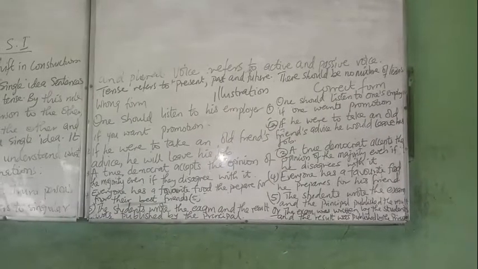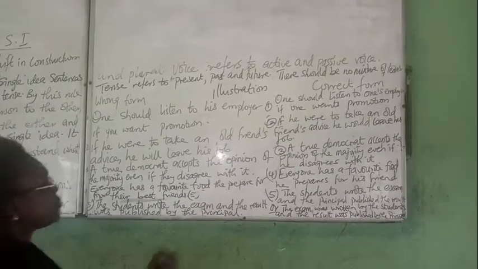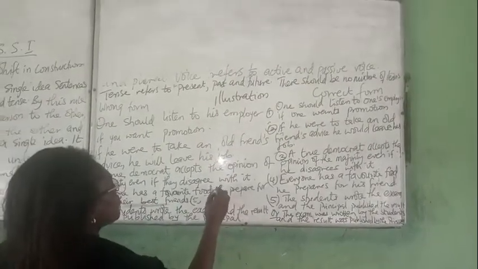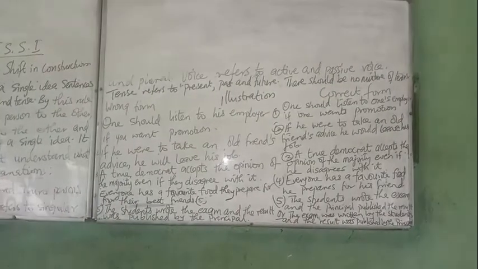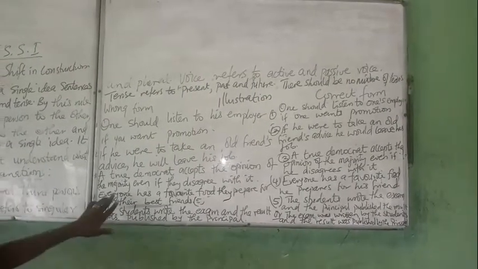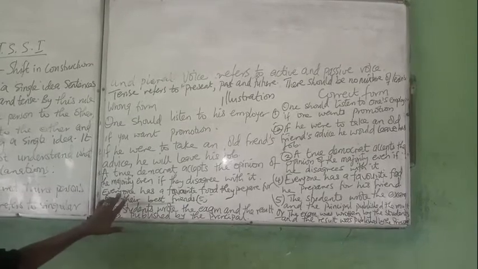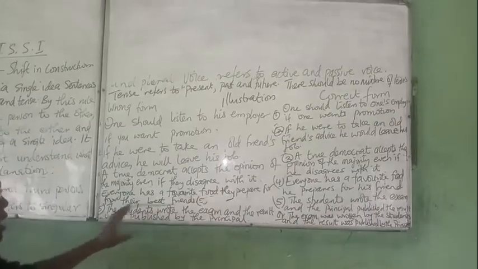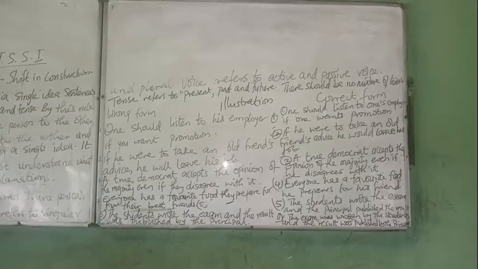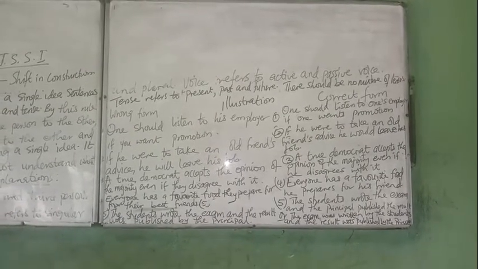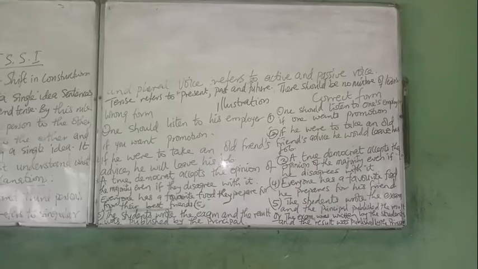Then: everyone has a favorite food they prepare for their best friend. Everyone again is a singular and indefinite pronoun. So using they and their here is wrong. So it should be: everyone has a favorite food he prepares for his friend.